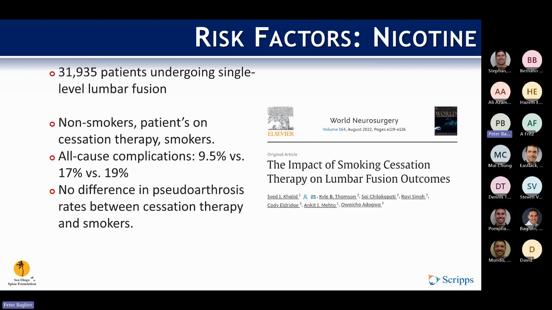So for all-cause complications, the cessation group was closer to the smoker group. But at least in this registry of patients, there was no significant difference in pseudoarthrosis rates between the cessation therapy group and the smokers.